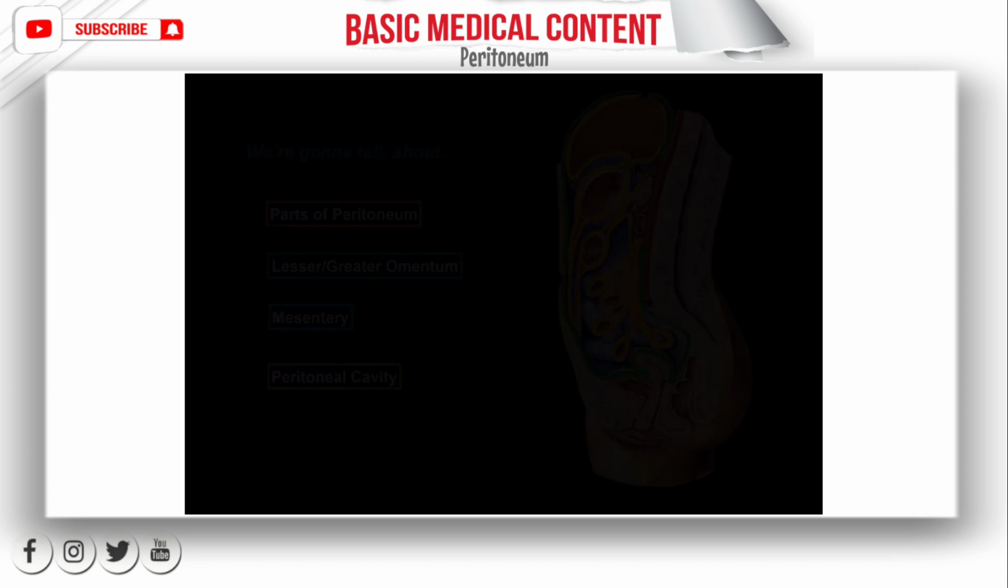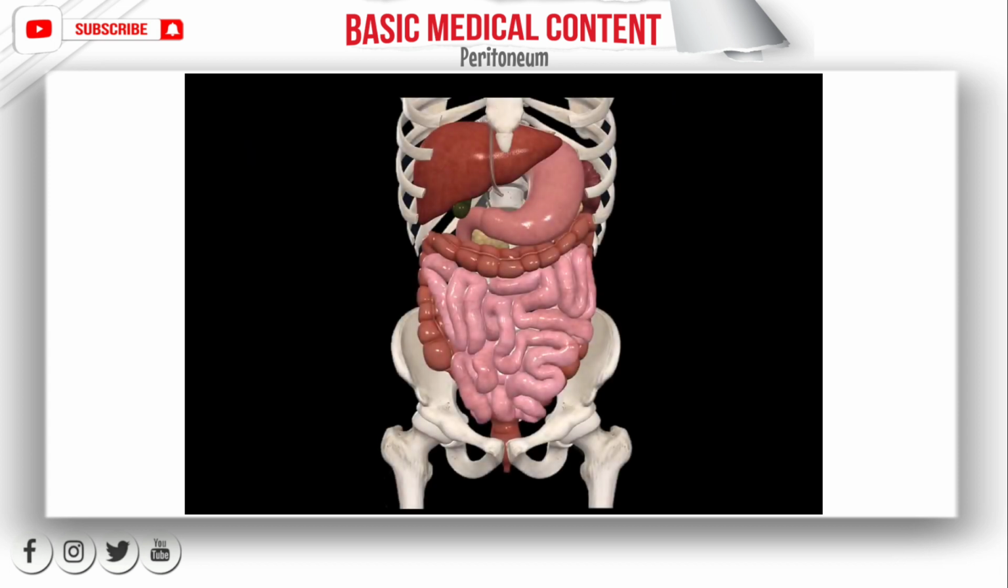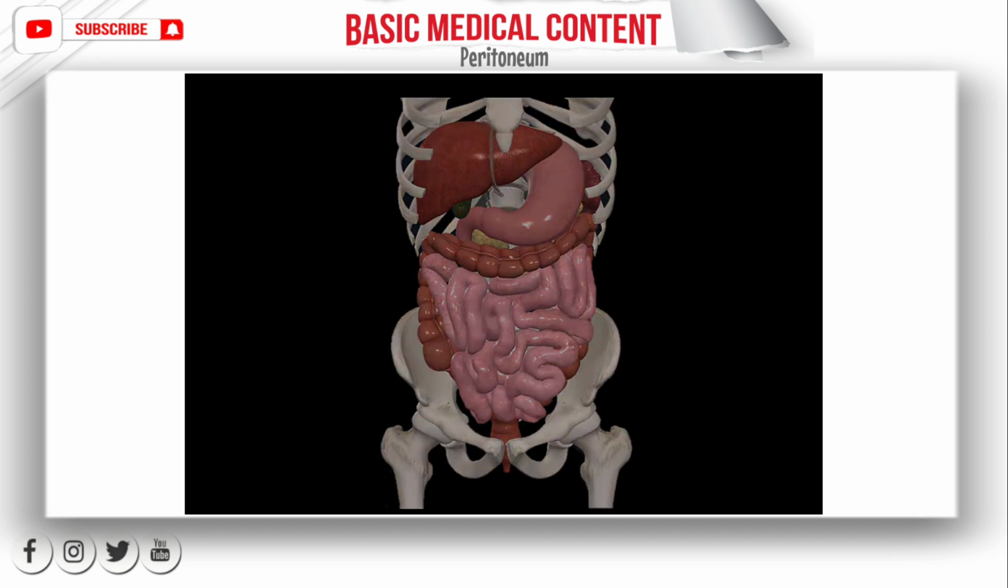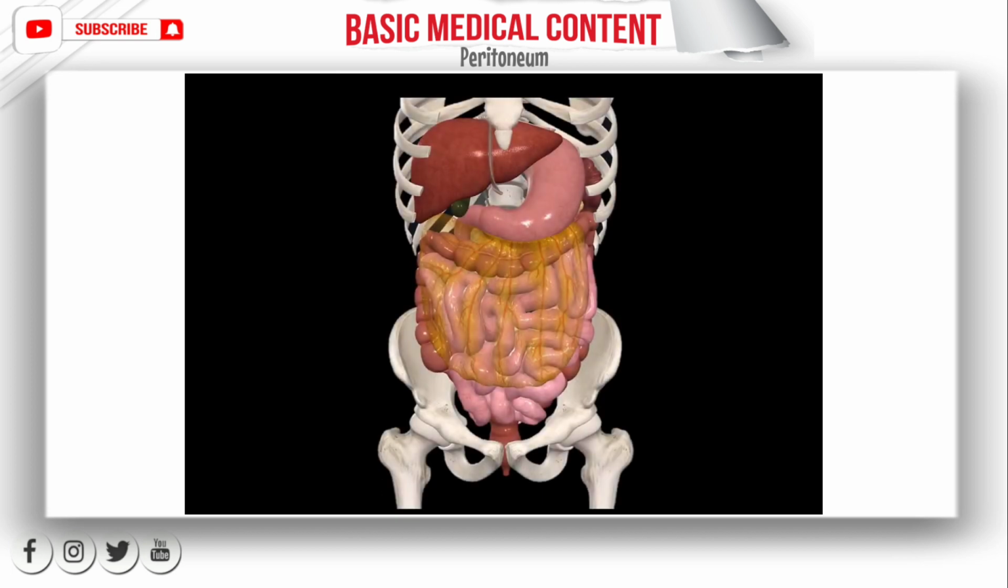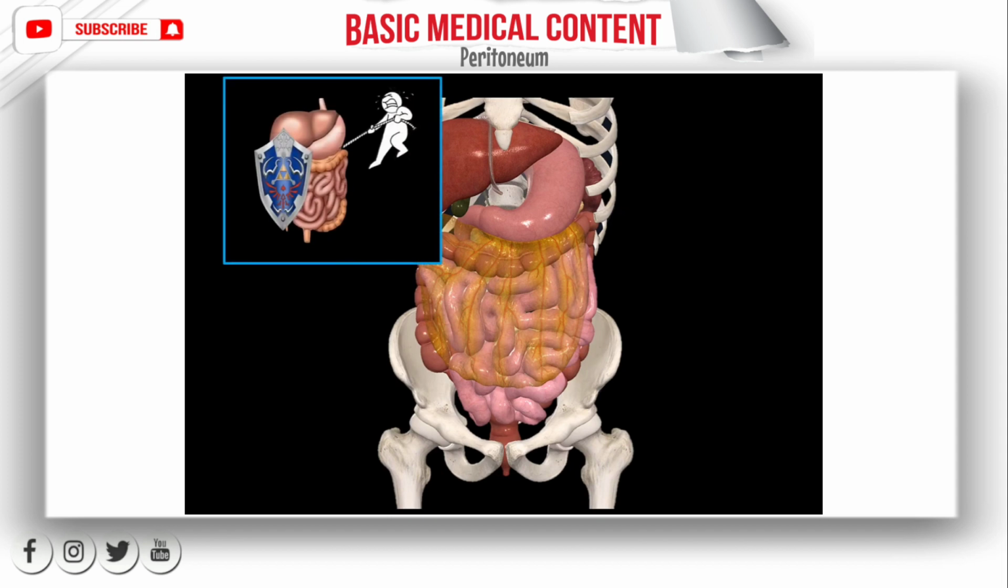So now that we've covered the anatomy of the organs in the abdominal cavity, we need something to protect them. And that's what the peritoneum does. It's a serous coat that protects and fixes the organ in place and forms a serous coat around the organs for a smooth and wet environment in the abdominal cavity.